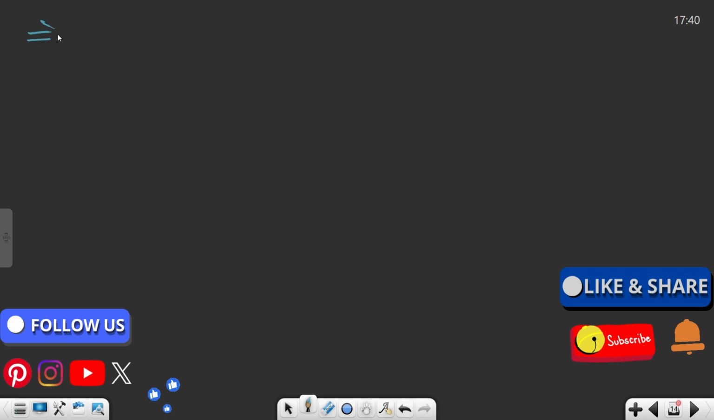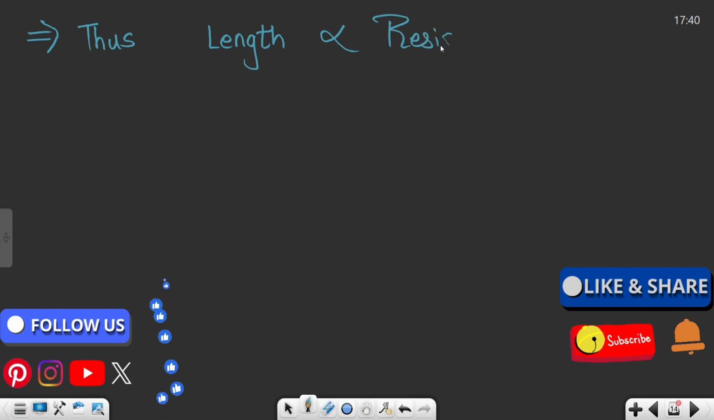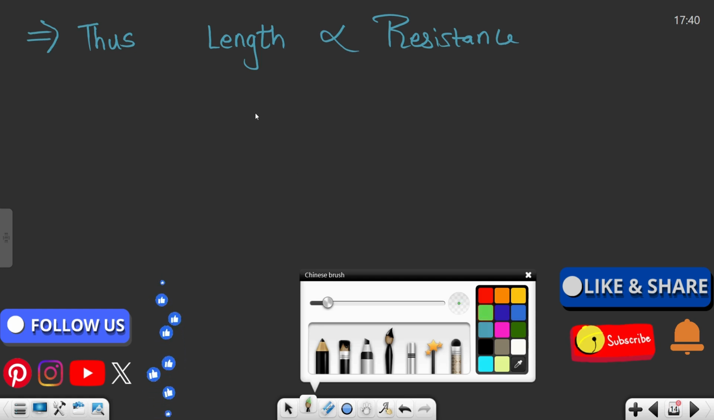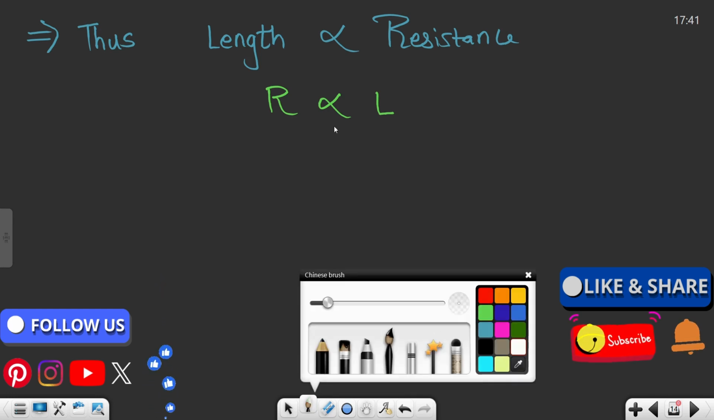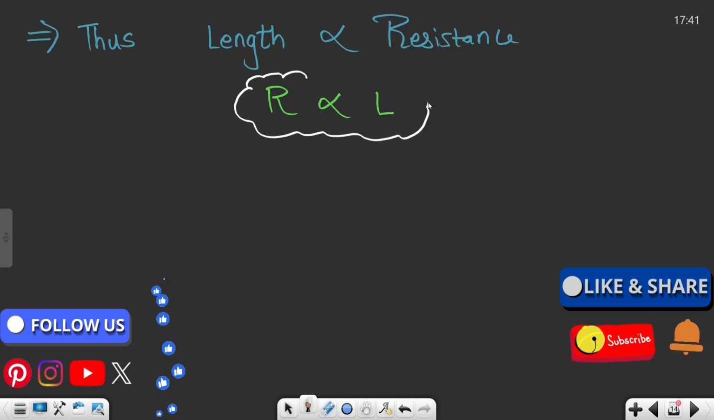Thus, what does that mean? Thus, what I can say, my length is directly proportional to the resistance, or in other words, my R is directly proportional to the length. I hope this particular part is crystal clear. R is directly proportional to the length.